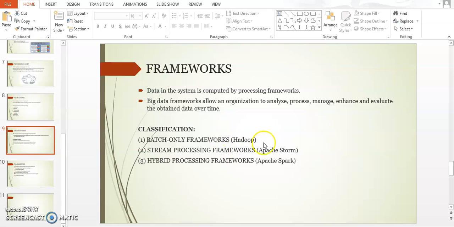These are a few frameworks which follow these types of mechanisms. Hadoop follows batch only processing. Apache Storm follows stream processing, whereas Spark follows hybrid processing.